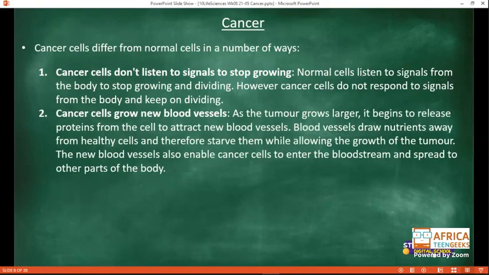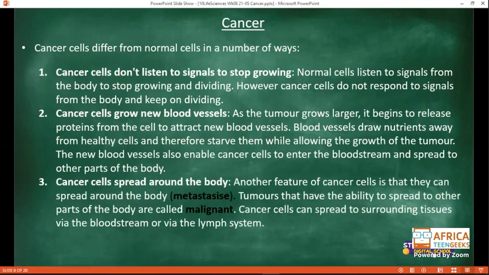And then number two, cancer cells grow new blood vessels. As the tumor grows larger, it begins to release proteins from the cell to attract new blood vessels. These blood vessels draw nutrients away from healthy cells and therefore starve them while allowing the growth of the tumor. The new blood vessels also enable cancer cells to enter the bloodstream and spread to other parts of the body, for them to become malignant tumors. Remember, we said they leave their original site and spread to other parts of the body.